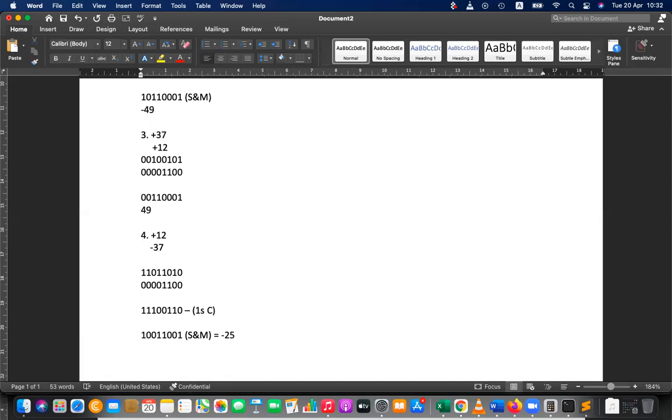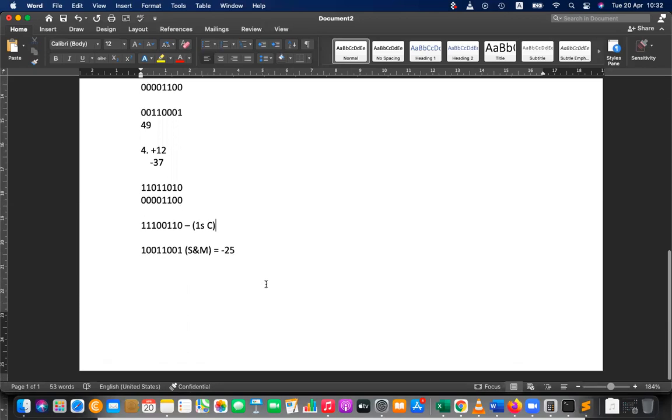No, so don't get confused. Sign and magnitude is a different method, and one's complement is a different method. So one's complement is the solution to sign and magnitude. Both are not the same. One's complement is the solution given, but this solution also has a problem.